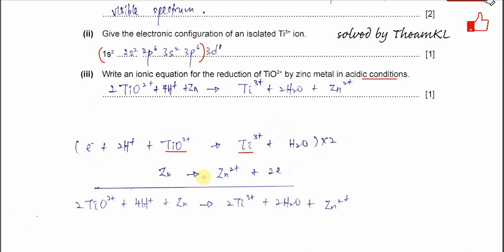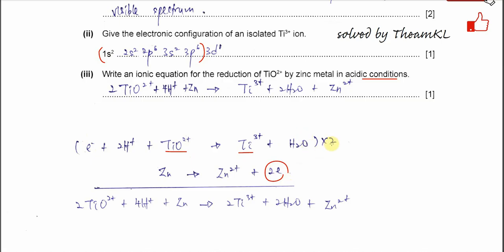Okay, the zinc is easy. Zinc will get oxidized, so it will form zinc ion and release 2 electrons. Because here is 2 electrons, we must make sure the first half equation also has 2 electrons. So this one times 2.